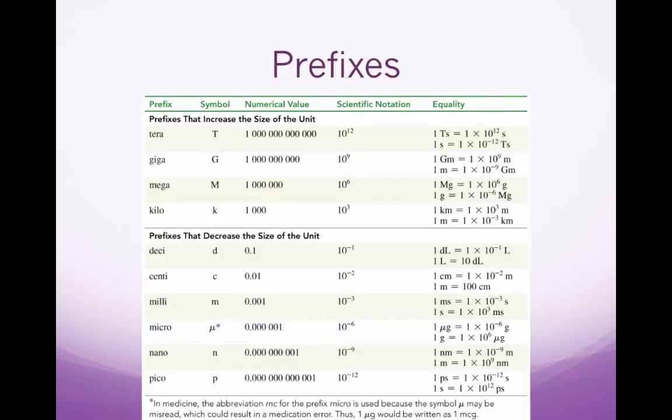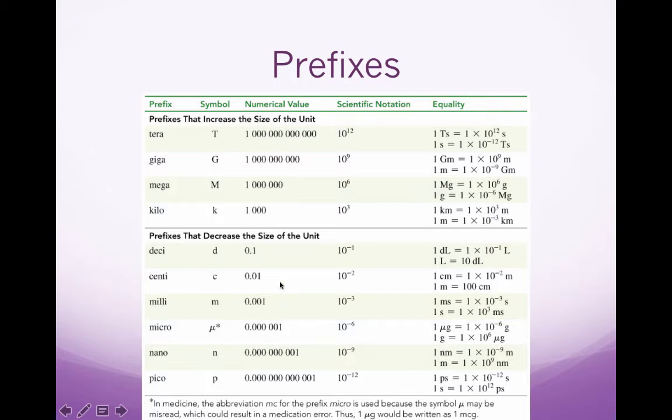Okay, now let's talk about prefixes. So prefixes are just, we put them in front of a unit to either increase the size of a unit or decrease the size of a unit. So for example, tera is 10 to the 12th. So 1 terasecond equals 1 times 10 to the 12 seconds. Or a kilo. A kilo is 1,000 or 10 to the third. So 1 kilometer is 1 times 10 to the third meters.